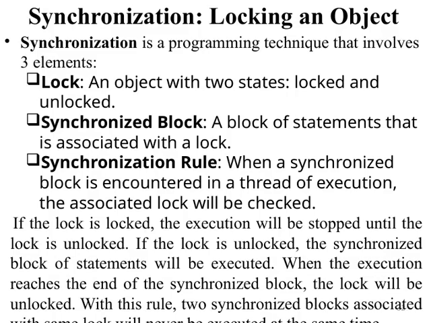Let's talk about synchronization, specifically locking an object. Synchronization is a key technique in concurrent programming that helps us manage access to shared resources. It involves three main elements. First, there's the lock itself. Think of it as an object that can be in one of two states, locked or unlocked. When it's locked, it means some thread is currently using the resource and other threads need to wait. When it's unlocked, the resource is available for use.